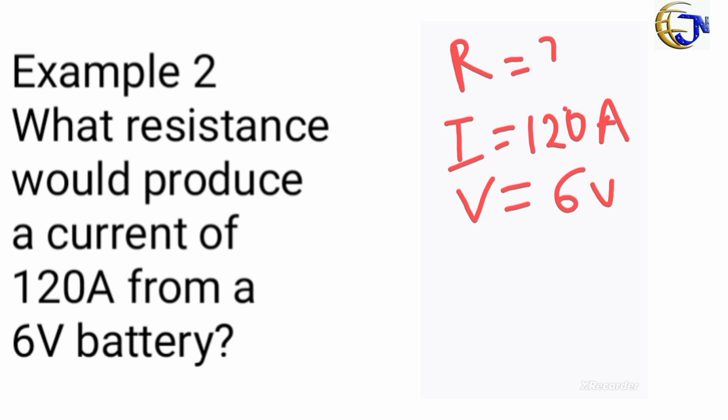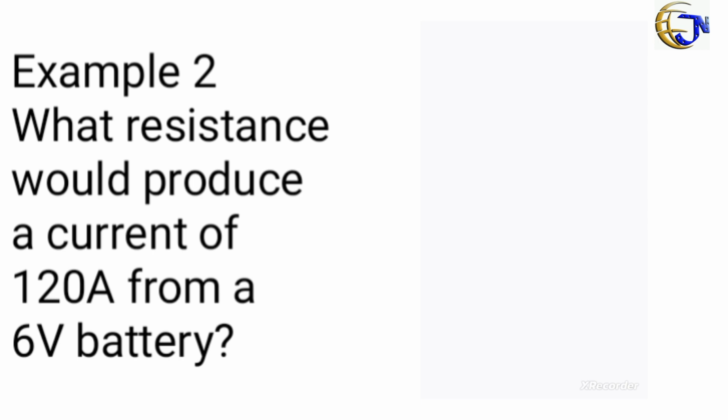So remember, we are looking for R. Therefore, R is equal to V over I. Please remember the triangle. When you are looking for R, you cover the R so that you have V over I. So R is what we are looking for. R is equal to V over I. V, we have 6, that's 6 over I, which is 120.